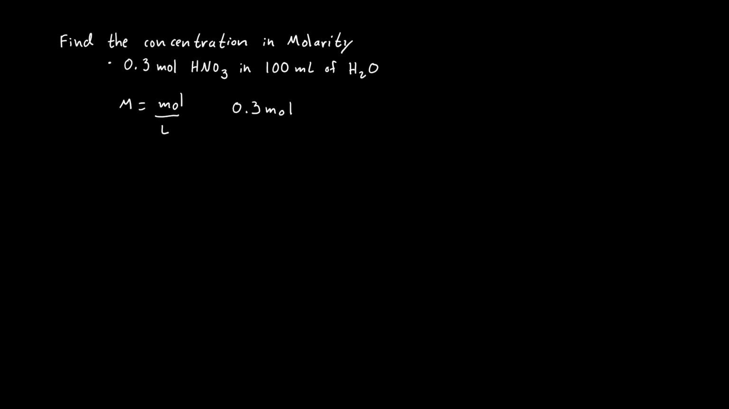And so first we need to convert our 100 milliliters to liters. So 100 milliliters times 1 liter over 1,000 milliliters. Now our milliliters will cancel out, and that gives us 100 divided by 1,000, which is 0.1 liters. So now we can plug that into our molarity equation, so 0.1 liters, and we get 0.3 moles divided by 0.1 liters, which is 3 molar HNO3.